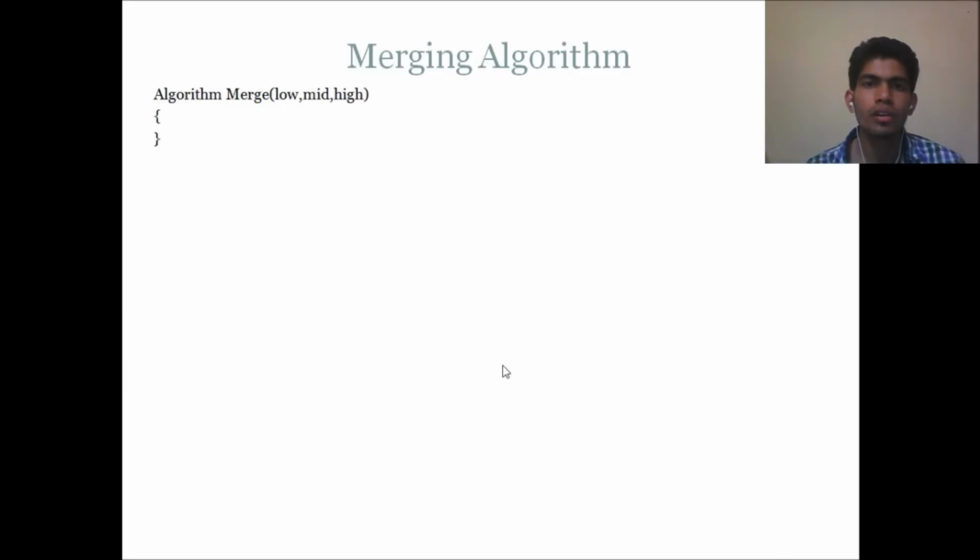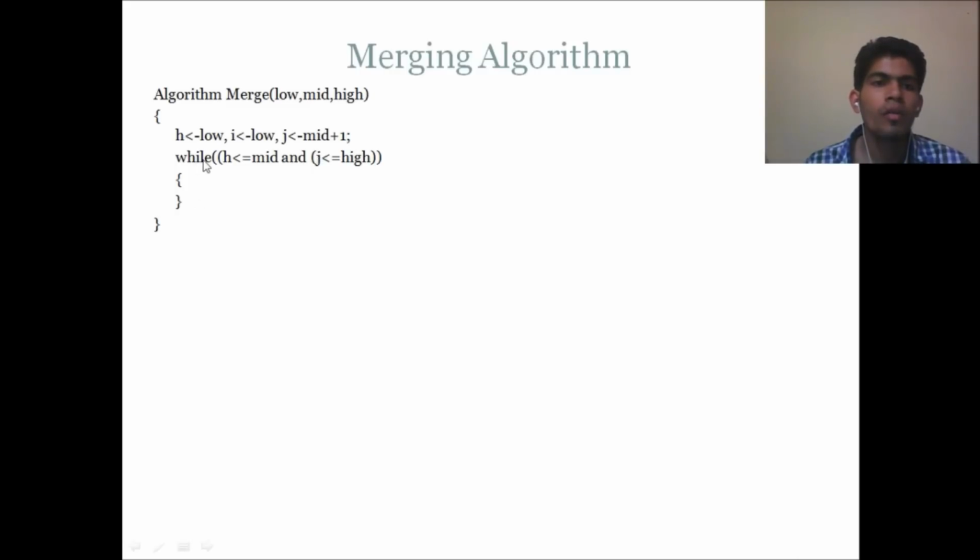Now let us develop the merging algorithm. The algorithm has three parameters: low, mid, and high. Low is the initial index of the first sorted array, mid is the last index of the first sorted array, and high is the last index of the second sorted array. We will use three variables h, i, and j. h has the value of low, i has the value of low, and j has the value of mid plus 1. We have a loop while h is less than or equal to mid, that is, while h traverses from low to mid over the first sorted array, and j traverses all the elements of the second sorted array.